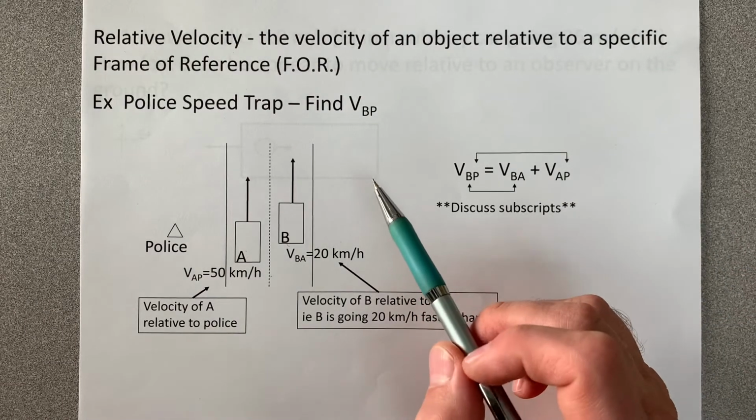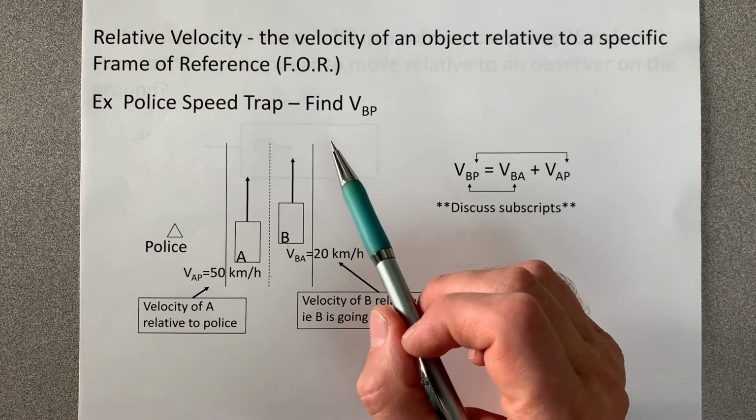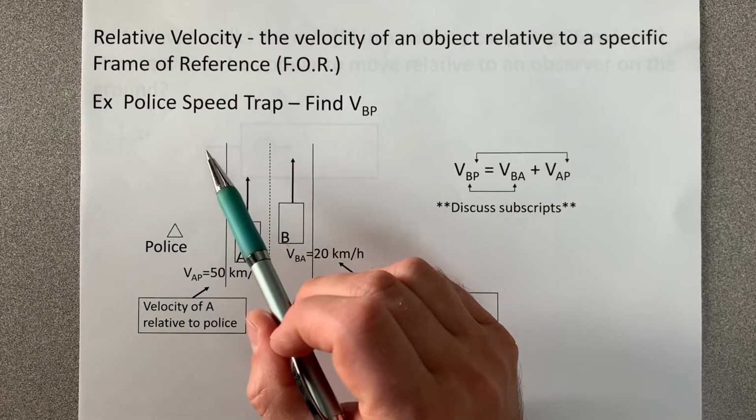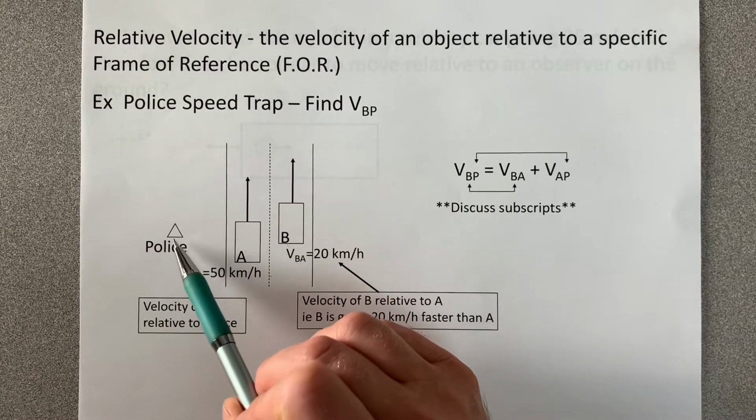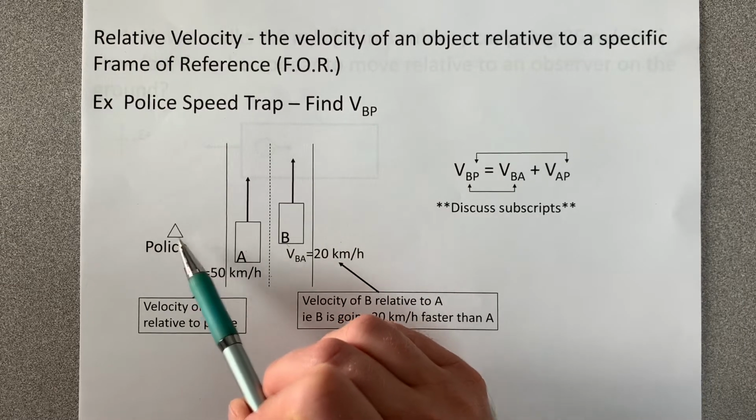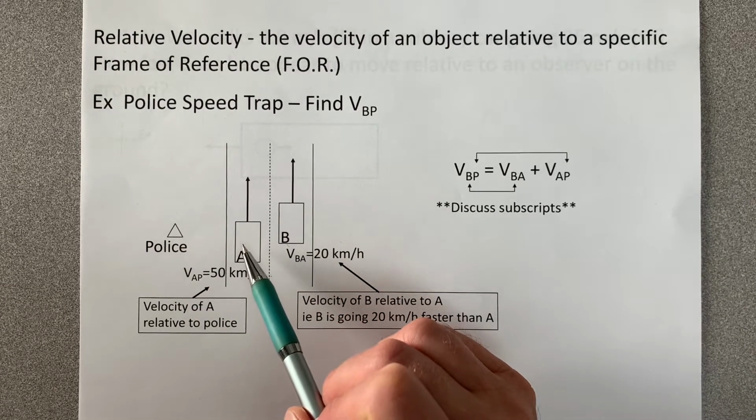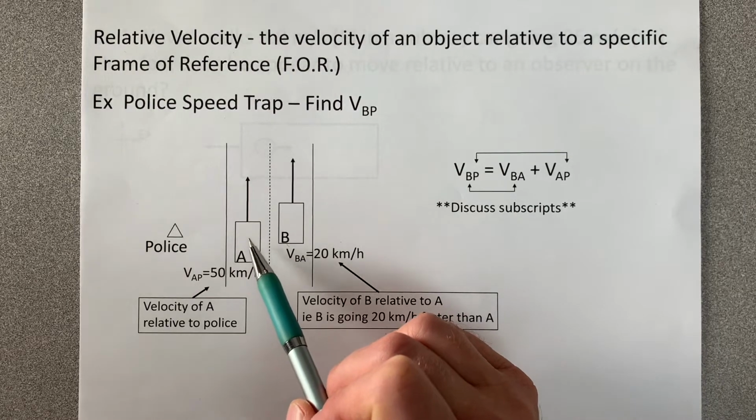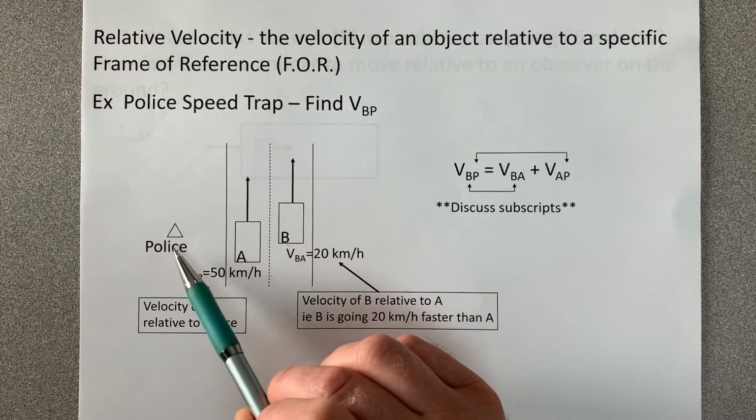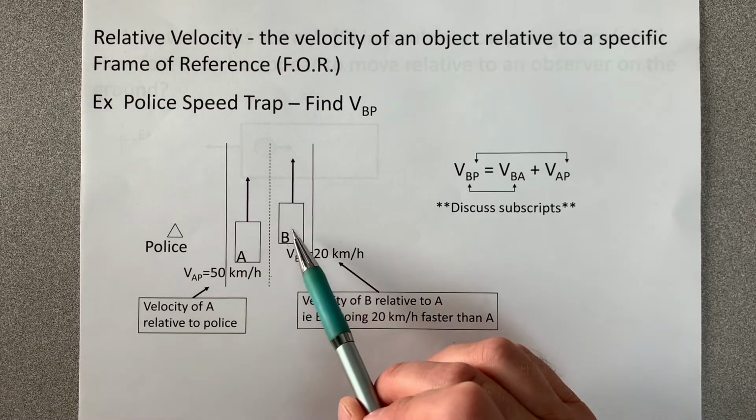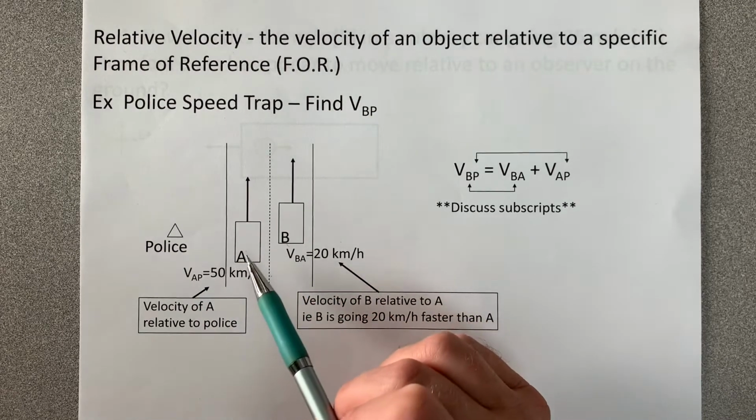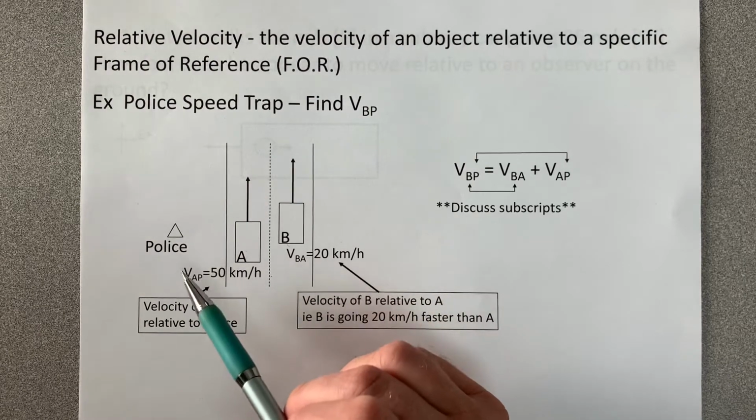Okay, so for relative velocity, in this question, what we've got is the typical police officer speed trap. The police officer has their radar gun and they're aiming it towards cars to try to figure out how fast these cars are going. The trick here is the police officer can see car A but can't see car B because it's kind of in behind car A. And we have to just use a little bit of imagination here.